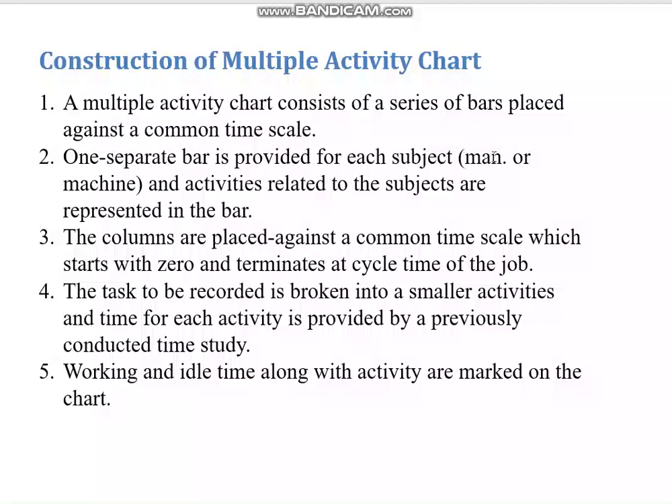If only one man is there, one bar will be there. If one machine is there, one bar. One man, one machine means two bars will be there. If one man and two machines are there, then three bars, because one for the man and two for the two different machines. Okay, and activities related to the subjects are represented in the bar.